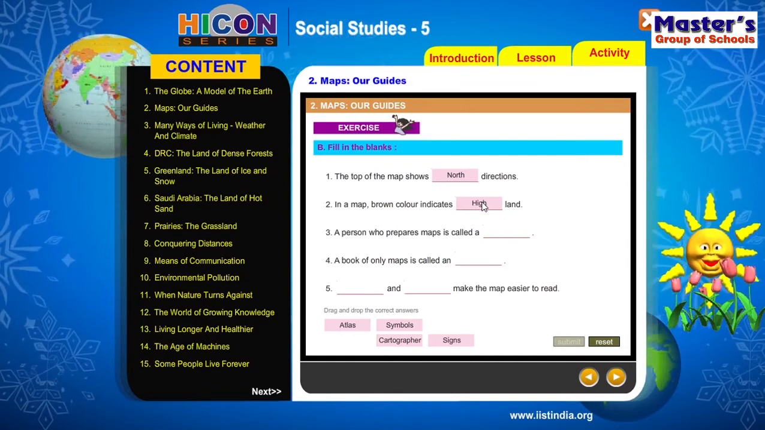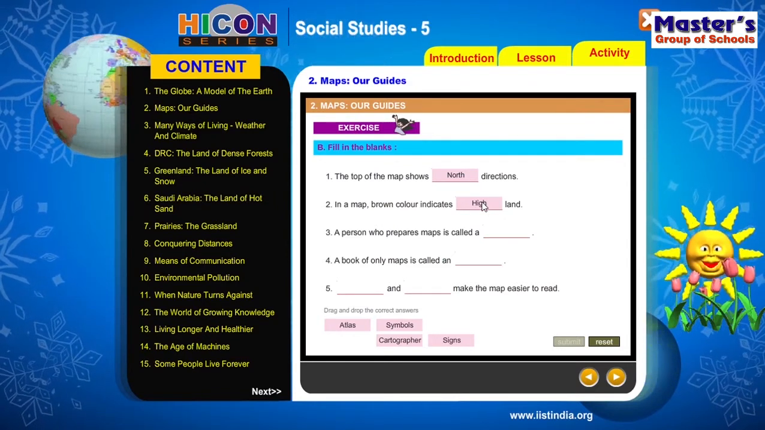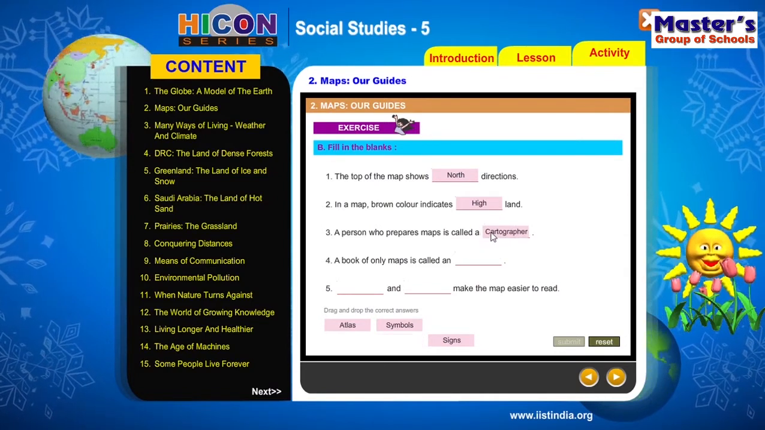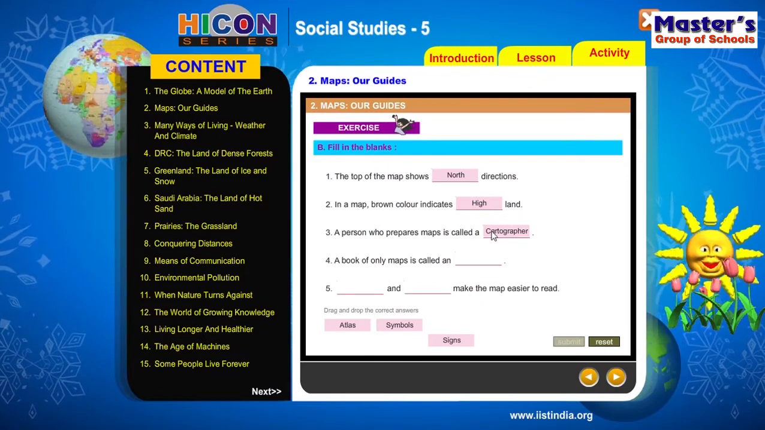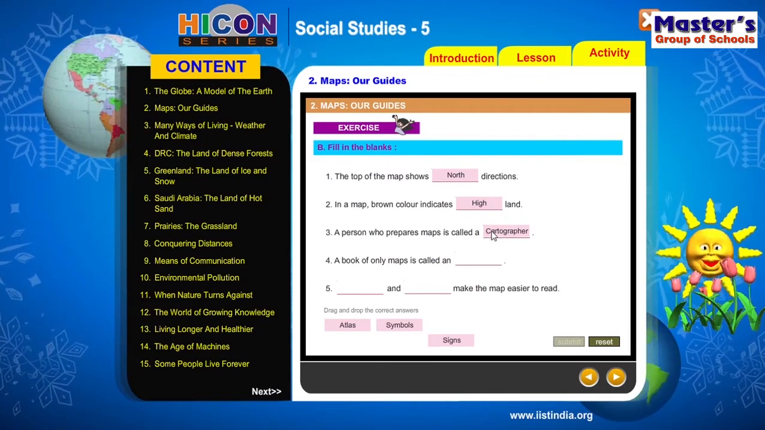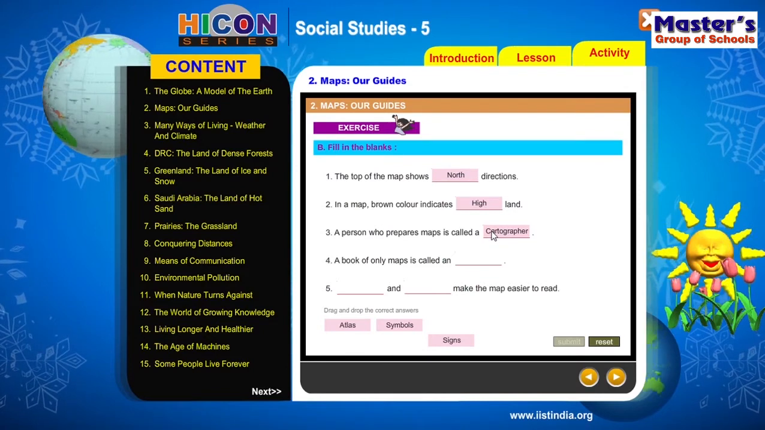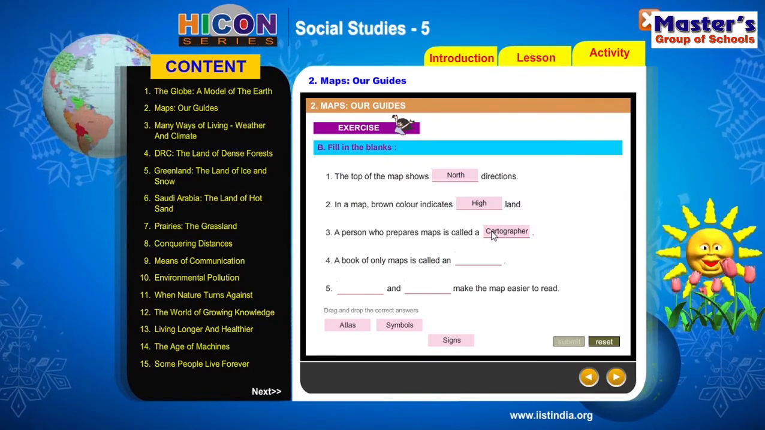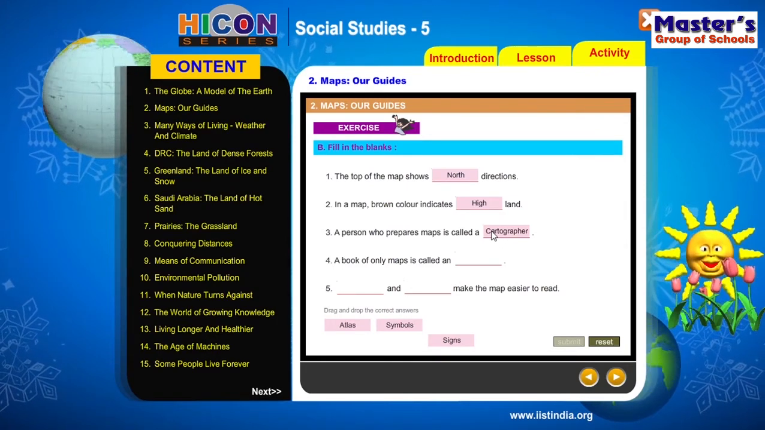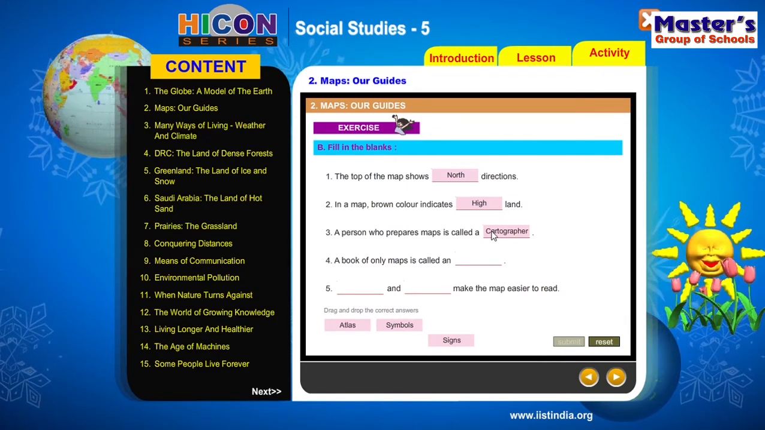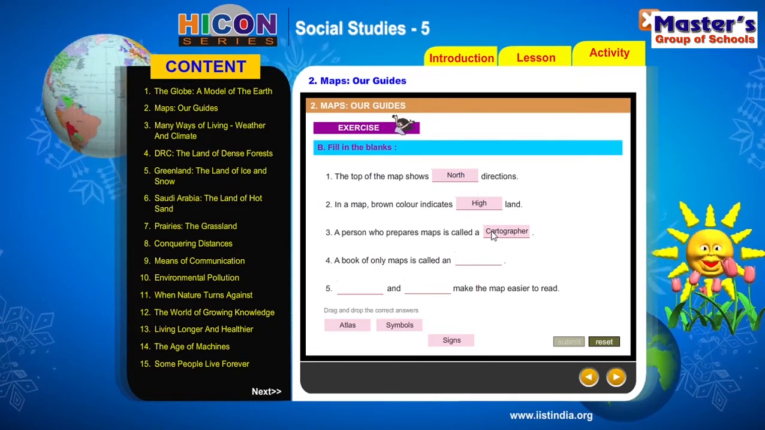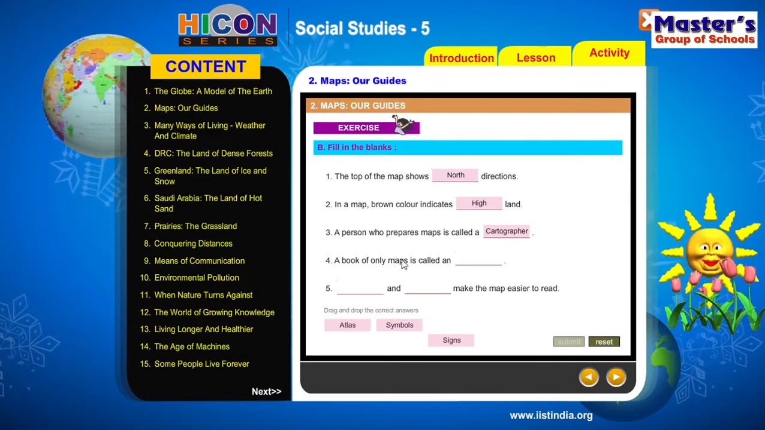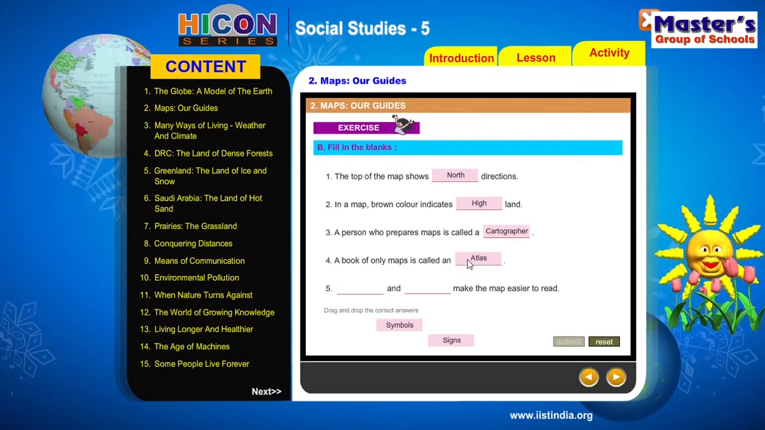Yes. Third one. A person who prepares maps is called a cartographer. Cartography is the process of making the maps, and a person who makes a map is called a cartographer. Fourth one. A book of maps is called an atlas. Okay, an atlas is a book of maps.